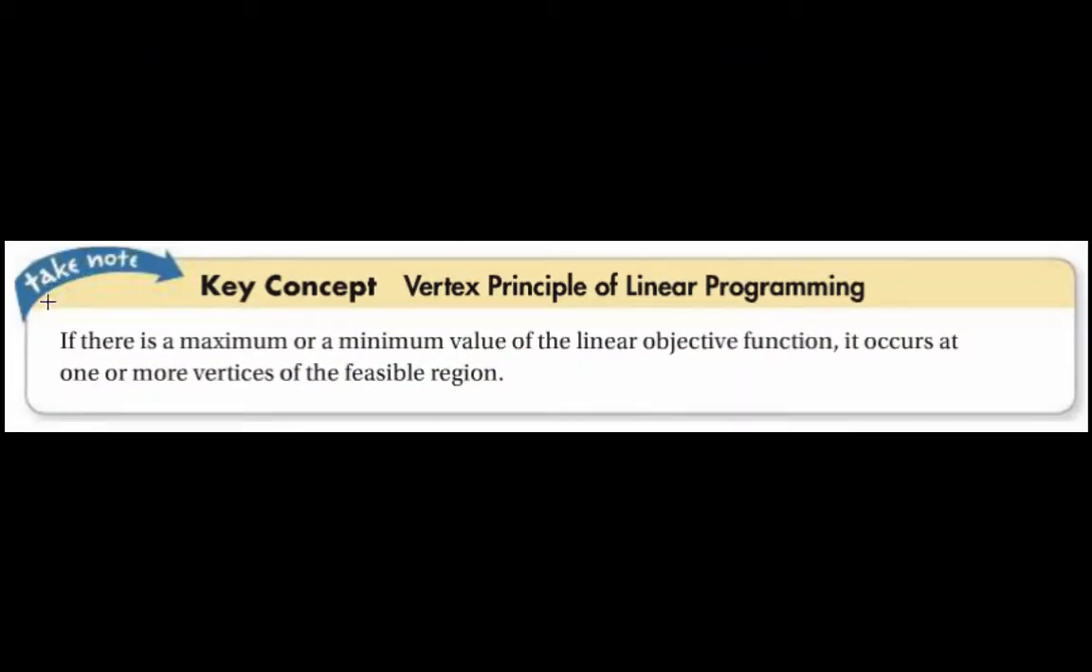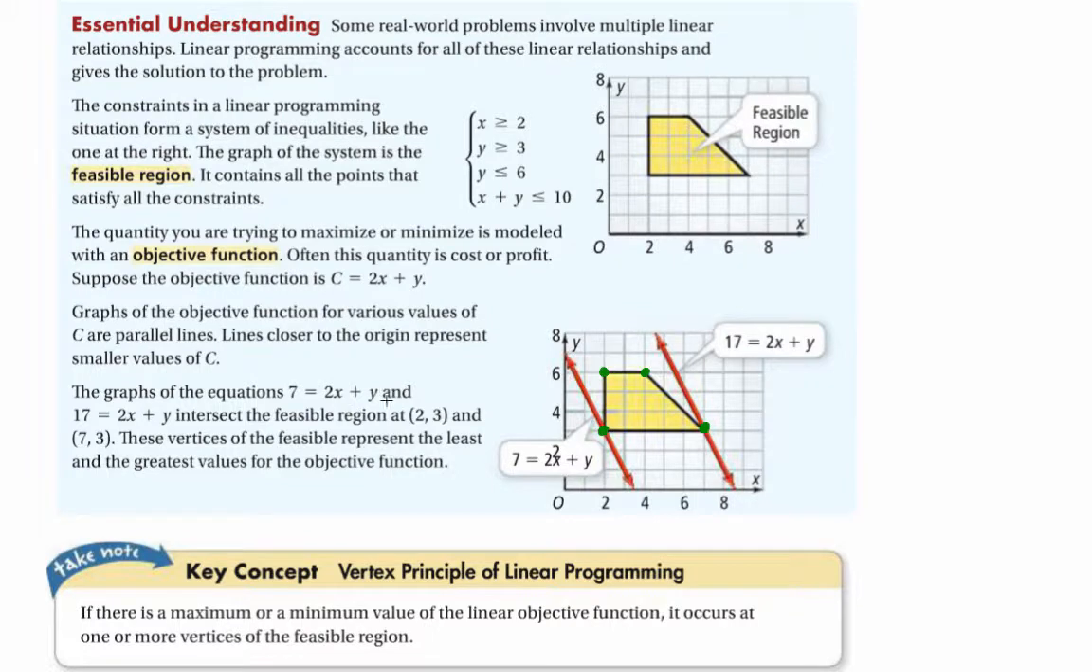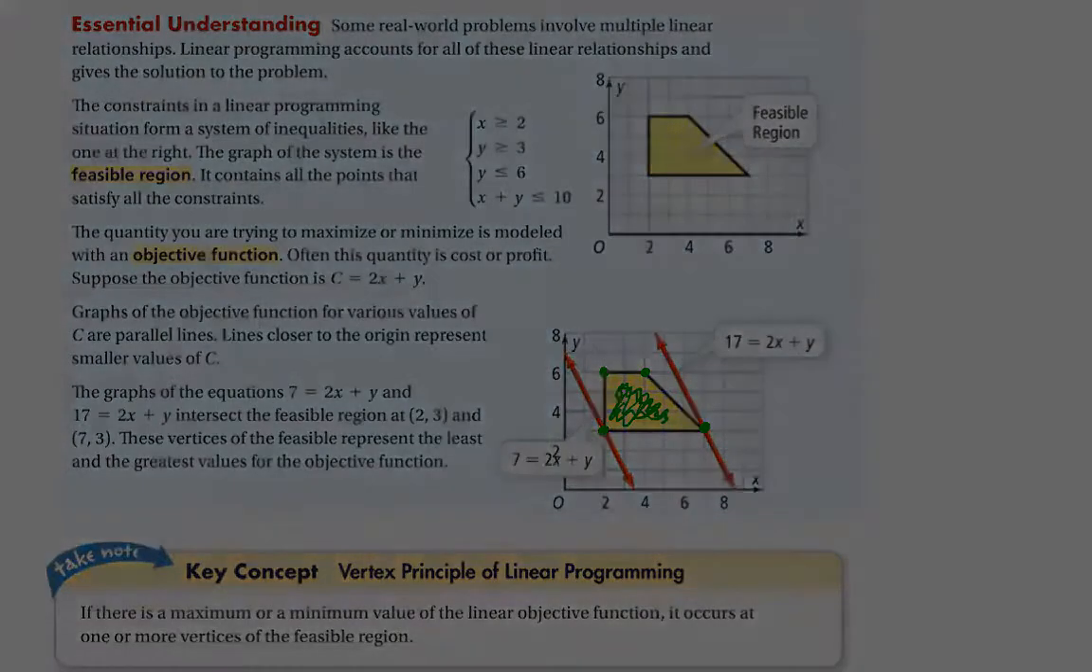So we have this property here. It's called the vertex principle of linear programming. If there is a maximum or minimum value of the linear objective function, it occurs at one or more vertices of the feasible region. So based on this, we aren't going to concern ourselves with what's going on in here, okay? We're only going to look at the vertices of our feasible region. We're not even going to look on the boundary. We're going to look at the vertex points. Those ordered pairs are the pairs that we're going to use when we examine our objective function.